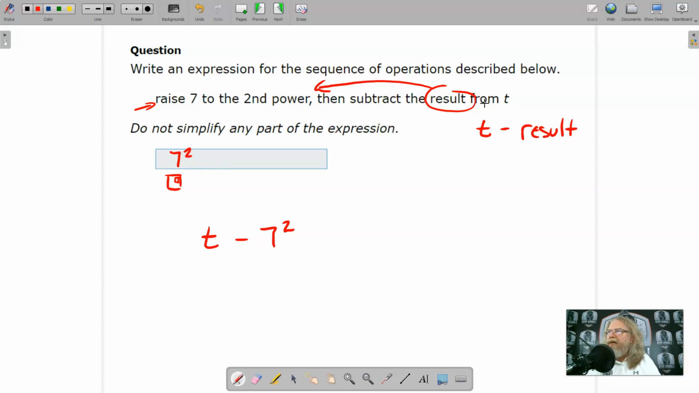Then subtract the result from t. Well, you might be tempted to put minus t. Well, that would actually be subtracting t from the result. So instead, on your computer, you'd be able to put the cursor over here, click before the 7, and then type t, t minus, right? And then that way you'd have it in the box the way that they want it.